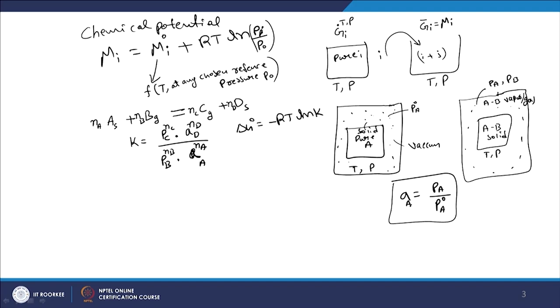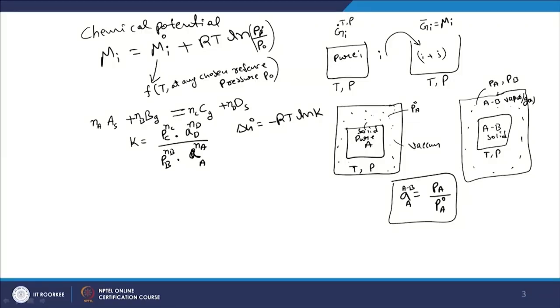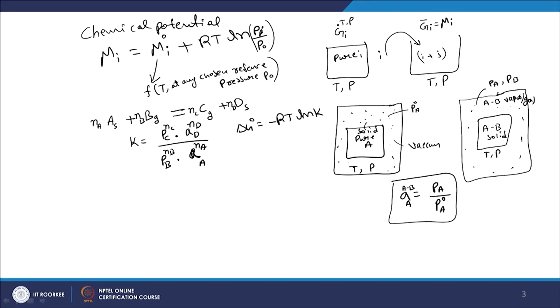Now, this value depends on what kind of mixture we are taking, in this case an AB solid mixture. When we define the activity of A, it is the equilibrium partial pressure of A exerted by the AB solid, divided by the vapor pressure of A at a given temperature. So, that is how we define the activity. By definition, activity is dimensionless.